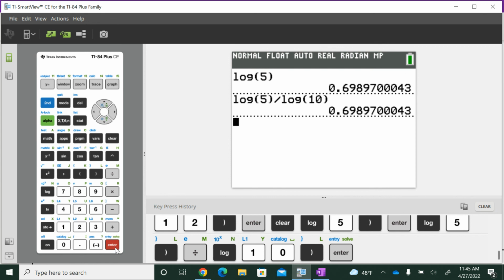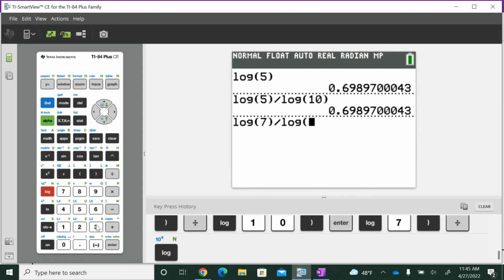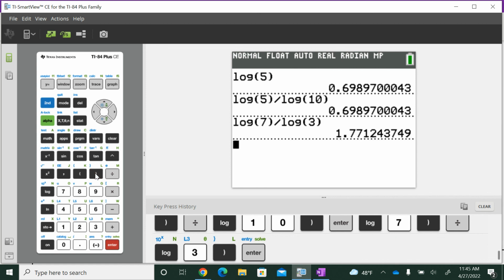Do you have to do that for a log base 10? Absolutely not. But something that's a little different, say for instance you had log base 3 of 7 and you wanted to know what it was. You could easily just do log of 7 divided by the log of 3 in your calculator and then get your result. So it makes it a little bit easier for you to do.